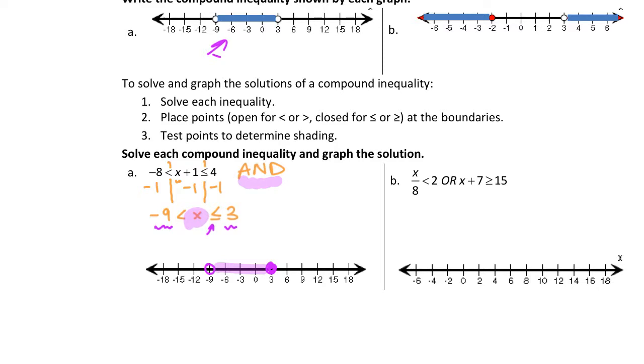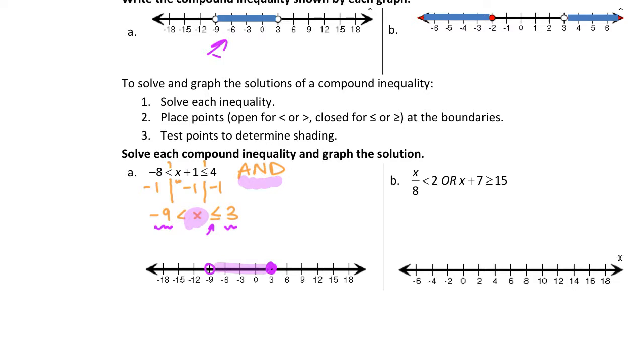Moving on to example B, you actually want to treat these like they are two separate problems. So I have this problem here and this problem here. So these are two completely separate problems, but basically we're just going to graph them on the same number line. Let's start solving the one on the left.